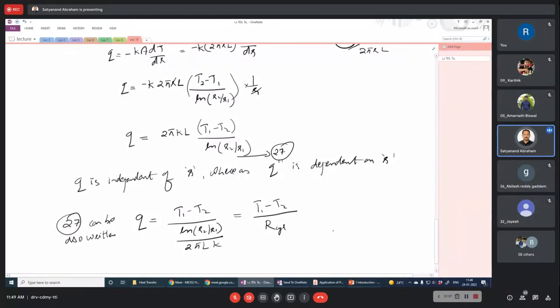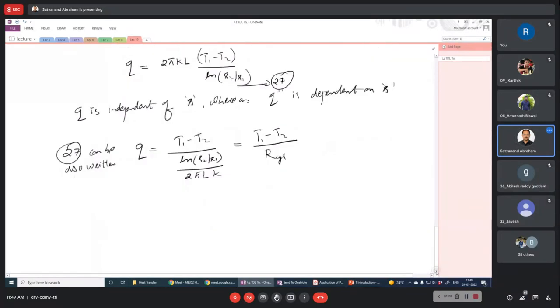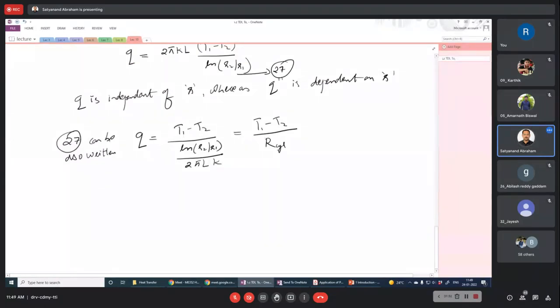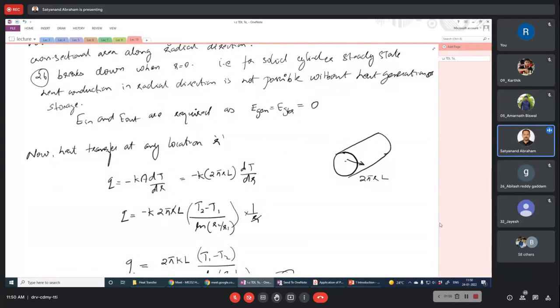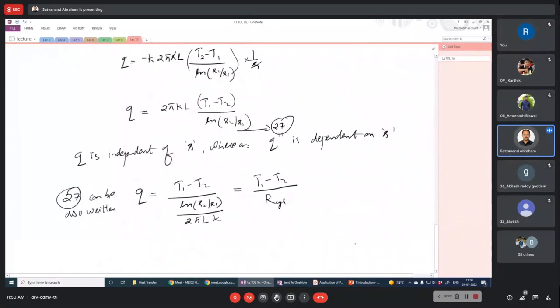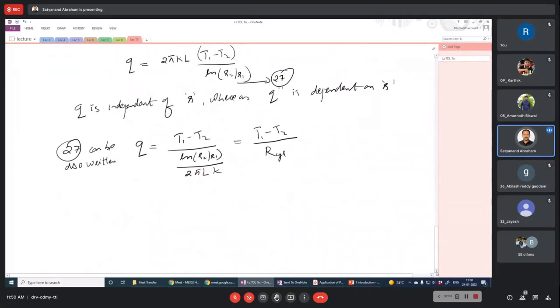Okay, what is this R? Resistance. Thermal resistance. Yeah, very good. Thermal resistance. So here also you can see that we can write the Q or heat transfer as the thermal potential divided by resistance, as in the electrical analogy. Therefore, for this cylindrical system, without heat generation and without heat storage, we can again use the thermal resistance analogy.